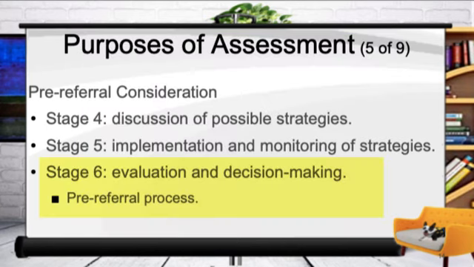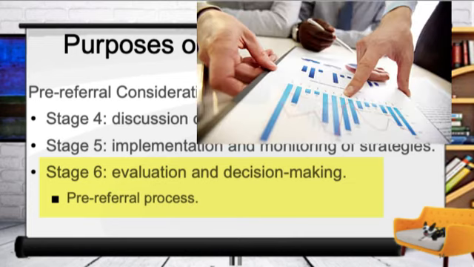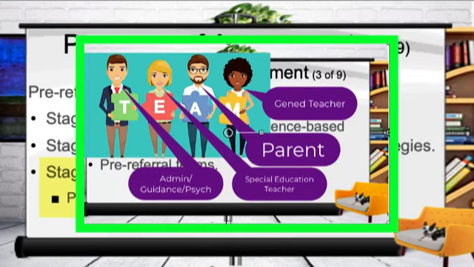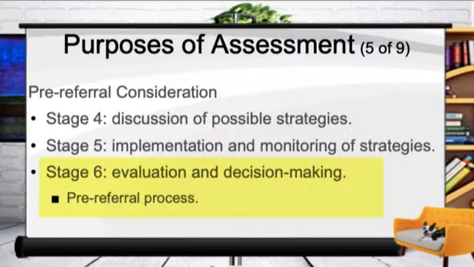Then we move to stage 6, which is evaluation and decision making. In this stage, the team reviews the results of the strategies, we examine the data, and we make some decisions about whether the student can be successful in the gen ed classroom and if there's any changes that we need to address. If the strategies are successful, the kid stays in gen ed and we use the interventions. If the strategies were unsuccessful, the pre-referral team discusses whether or not we're going to have to do a comprehensive diagnostic evaluation to determine if there's a disability, and if so, whether or not the student is eligible for special education services.